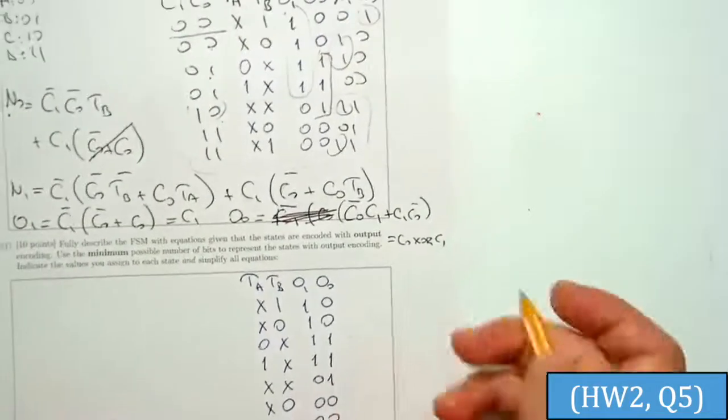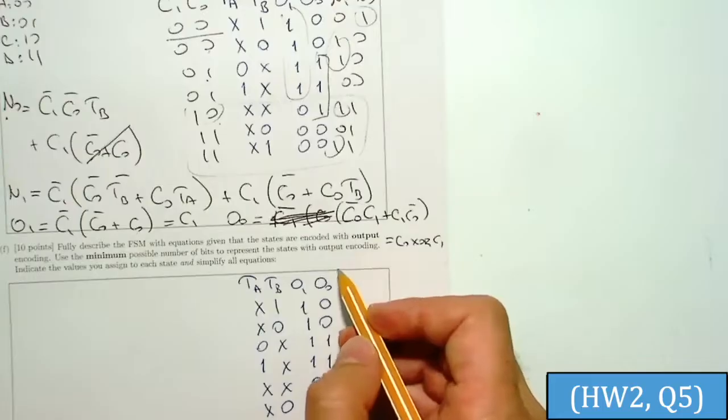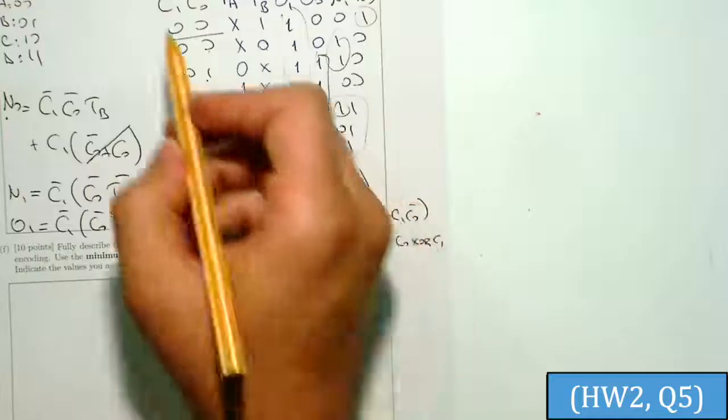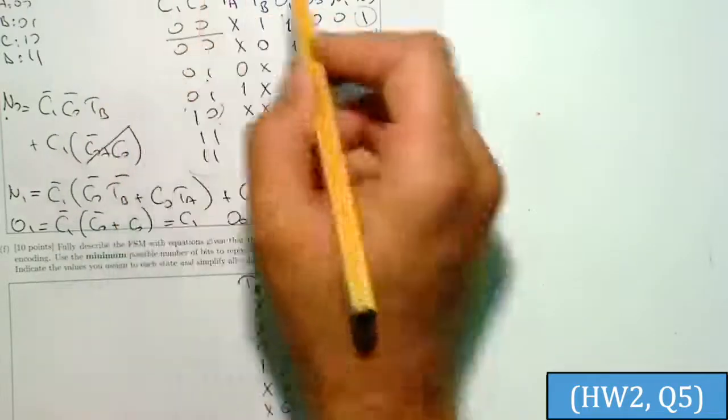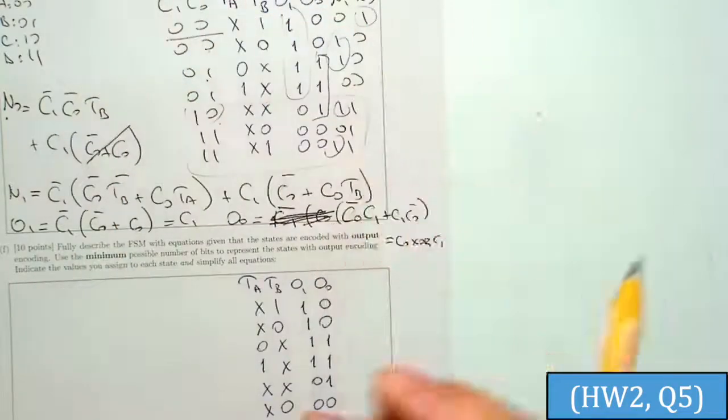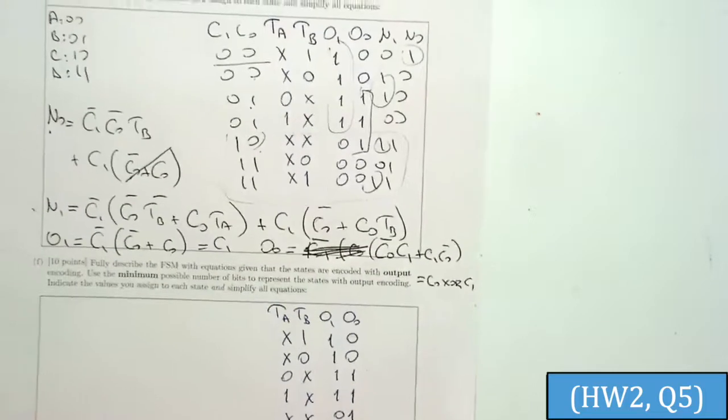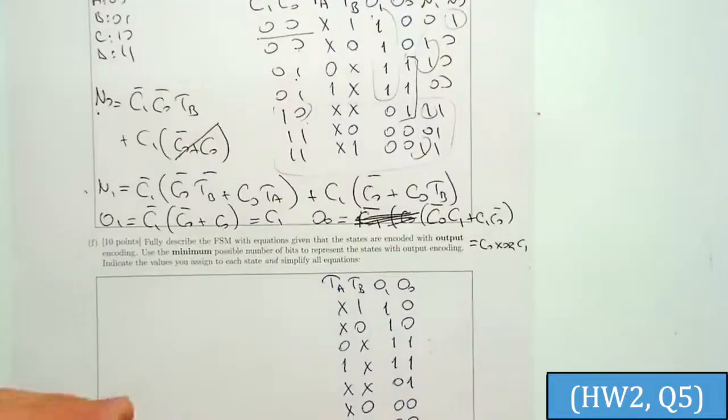But in this question, I guess you can leave it as is because it uses the minimum possible number of bits to represent the state. So I guess you can leave it as is in that manner. Because you have to see this is really a long exercise. Yes, that's true. But make sure that you also simplify it as much as possible.